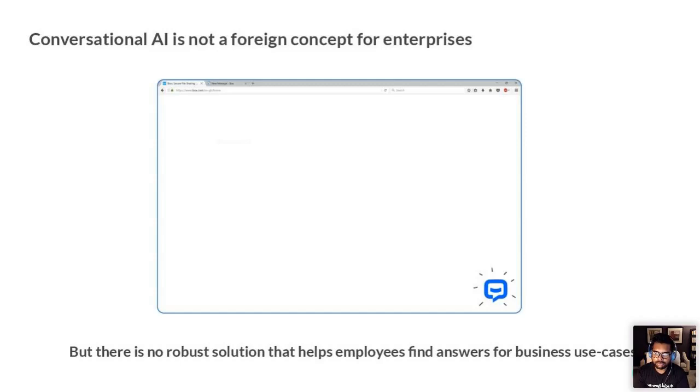And that's essentially what conversational AI is limited to within enterprises. It is that chatbot that lives in the corner, and it is often used for customer-facing touchpoints. We have not seen any robust solution that helps internal employees, internal team members to find answers for business-related use cases. So that's the category that we're trying to create. Before we go into the details of Nesh itself, how it works, let's look at conversational AI as a concept. What is it? How does it relate to the other areas of AI that we are familiar with?